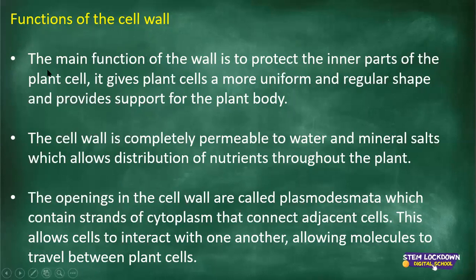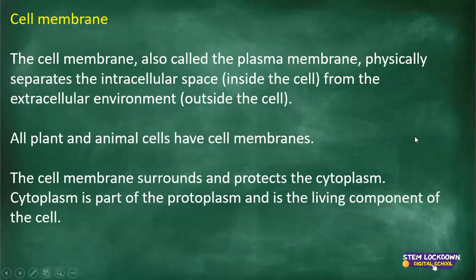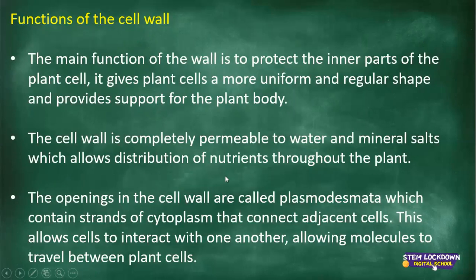Functions of the cell wall. The main function of the wall is to protect the inner parts of the plant cell. It gives plant cells a more uniform and regular shape and provides support for the plant body. The cell wall is completely permeable to water and mineral salts, which allows distribution of nutrients throughout the plant.